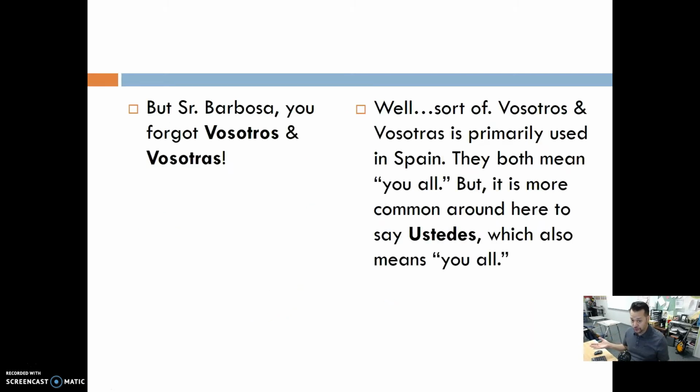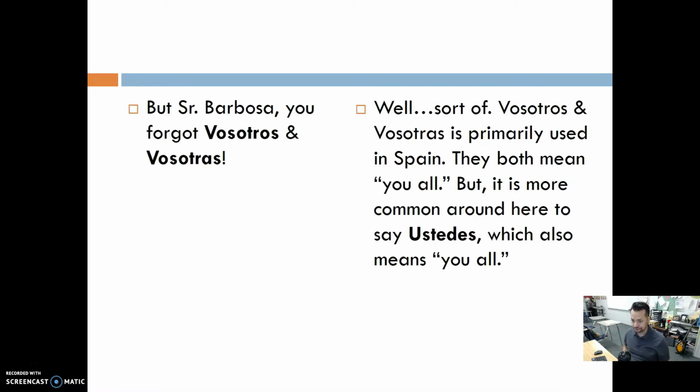What about vosotros and vosotras? I'm glad you asked. Well, señoritas y señores, vosotros and vosotras is primarily used in España. It's very rarely used in the Americas, at least our part of the world. I can tell you with certainty, I've been all over Mexico and I've never heard it. Anytime somebody wants to talk to a group of people, we use ustedes, and that's it, okay?